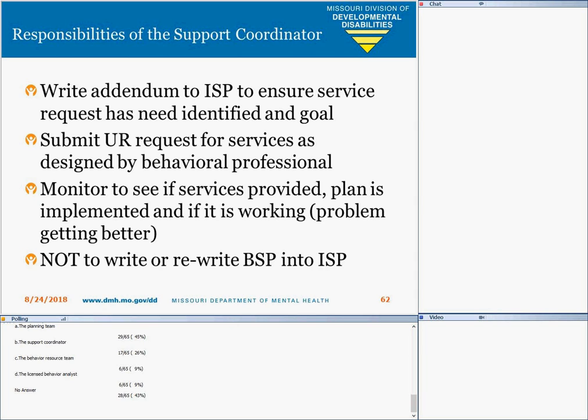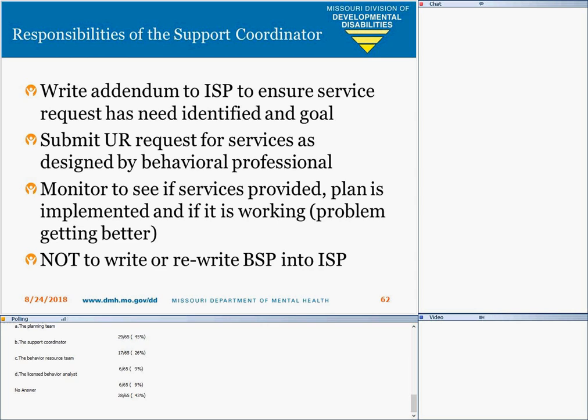Is the plan being implemented as they designed the services to be, by everyone who's supposed to be doing it? So do they see the strategies being used? And also the support coordinator is an extra check to see if it's working. So hopefully the behavioral service provider has that as their primary objective, and they are monitoring and seeing if the plan is working and changing it as it happens.